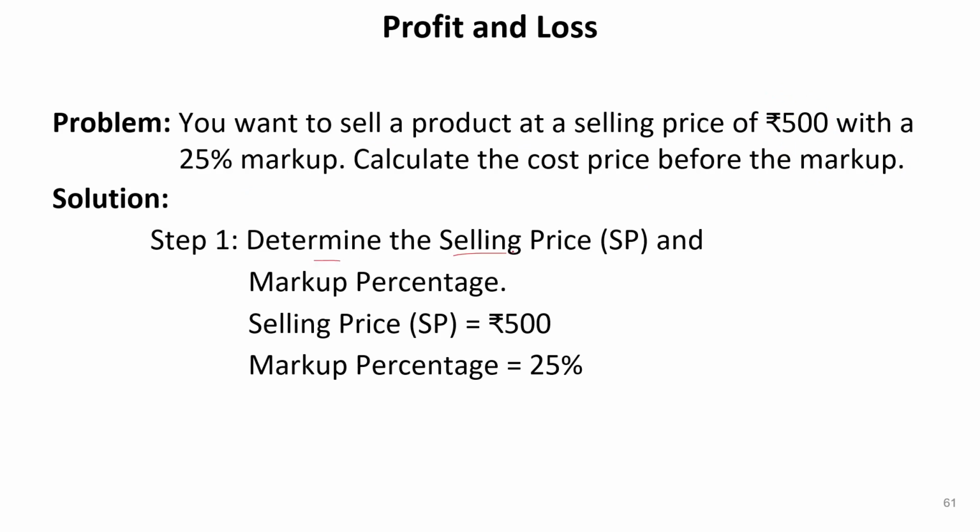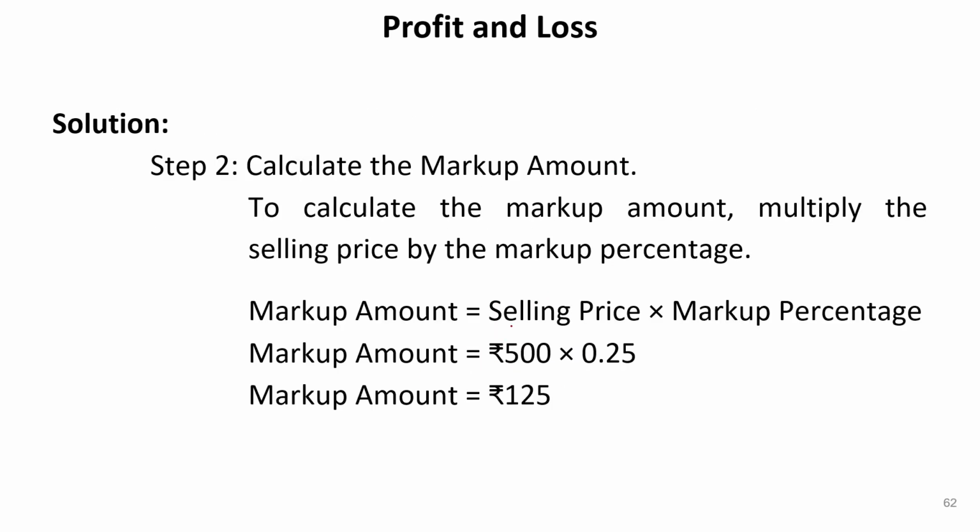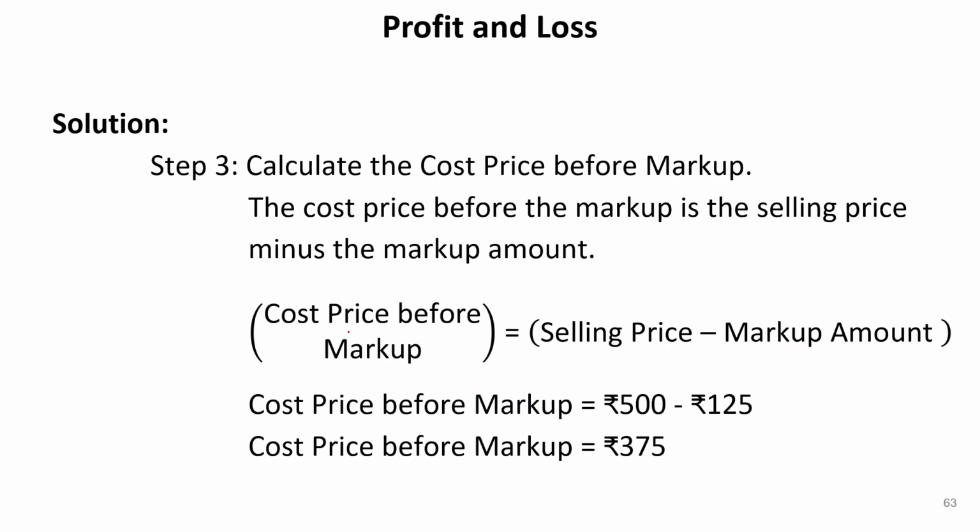So determining the selling price and markup percentage. So selling price will be 500. The markup percentage is given as 25%. Then calculating the markup amount. So markup amount will be 500 into 0.25, because markup amount is equal to selling price into markup percentage. It is given as 500 and 25%, and in decimal form 25% is 0.25. So markup amount became 125 rupees. So the cost price before markup is selling price minus markup amount. So it is 500 minus 125, that is equal to 375 rupees.